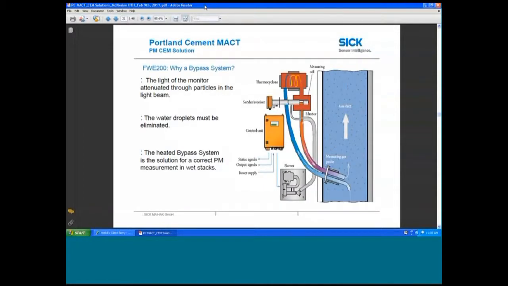Next slide. Wet gas, of course, is a little bit trickier because water droplets attenuate light just like dust particles. And so to get an accurate dust concentration measurement on a wet process, you have to eliminate the water droplets. And so we've developed this device, FWE200, and again, we're using the same scattered light technology with the probe, but we're simply pulling a sample through a thermocyclone, heating it above dew point first, and then monitoring it above dew point to eliminate the water droplets.